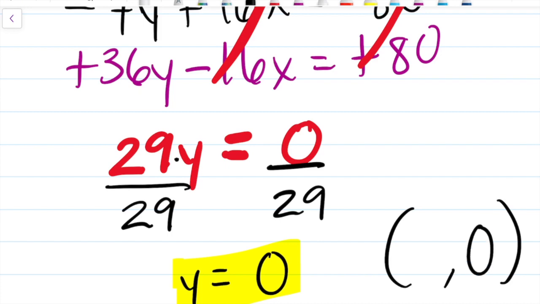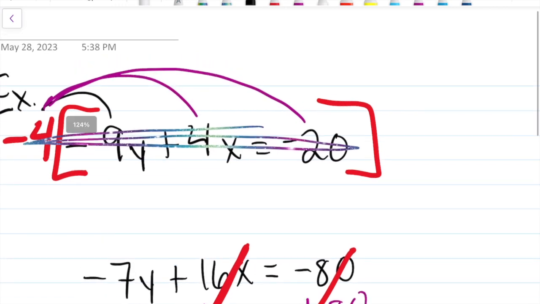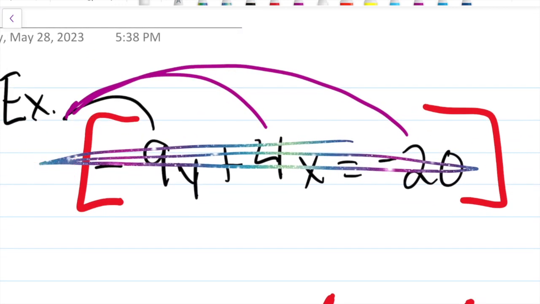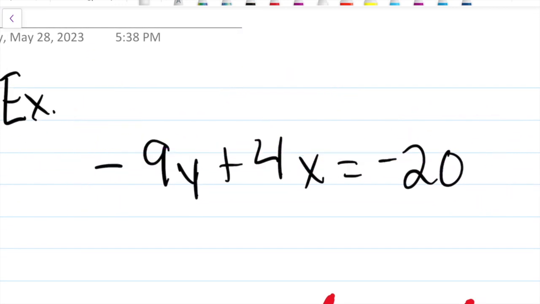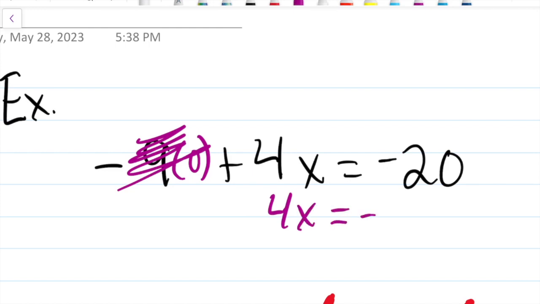Well, guys, if we already know y equals 0, can we go to the original problem right here? Before we did all that crazy multiplication, guys, can I just put a 0 for the y right there? If we already know that's 0, well, guys, what's -9 times 0? With 0, what do we have left, guys? 4x equals -20. And again, let's solve for x now.